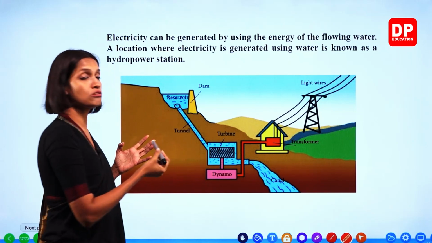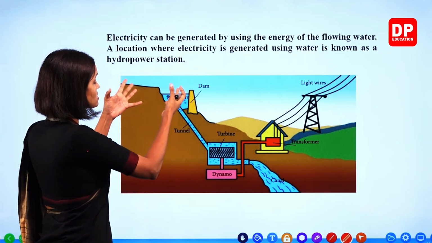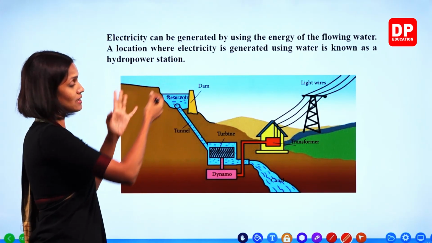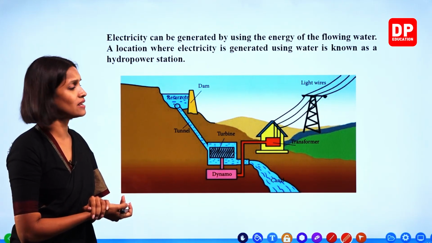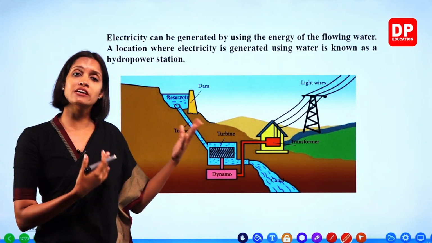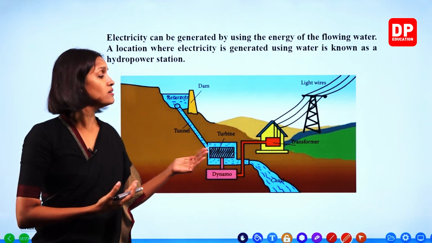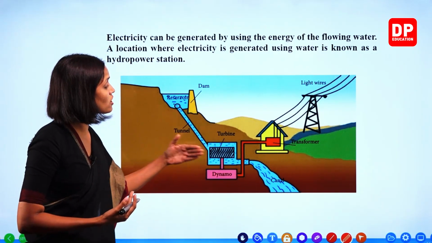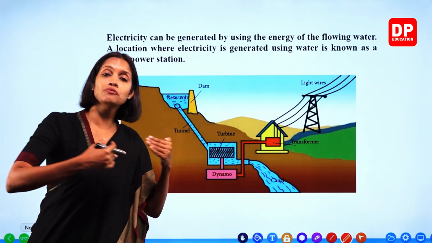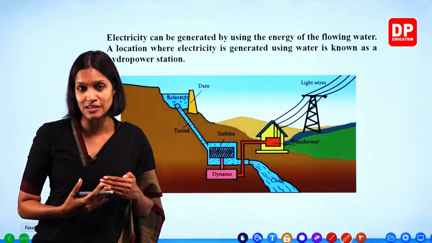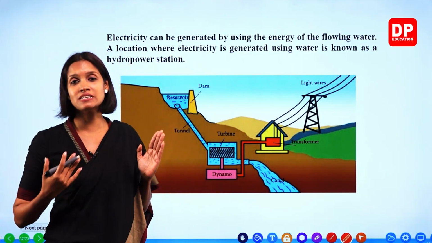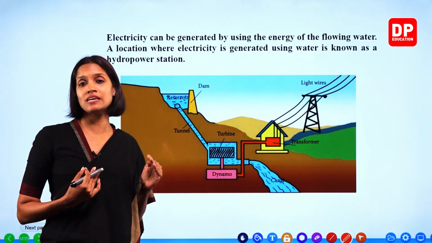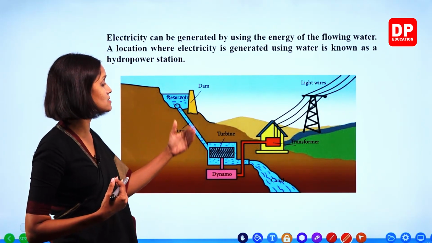You know that the reservoir is always made at a higher elevation. Why? What is the reason? Because we have learned about energy transformation, children. What type of energy rotates a turbine? The flowing water contains kinetic energy. Any moving object contains a type of energy called kinetic energy. Kinetic energy rotates the turbine.